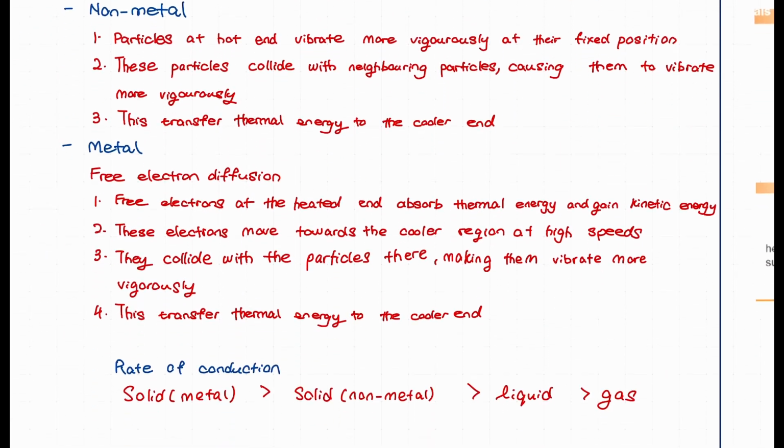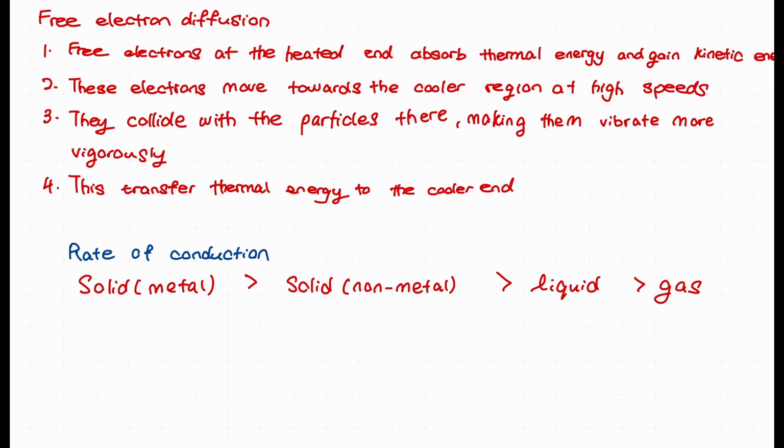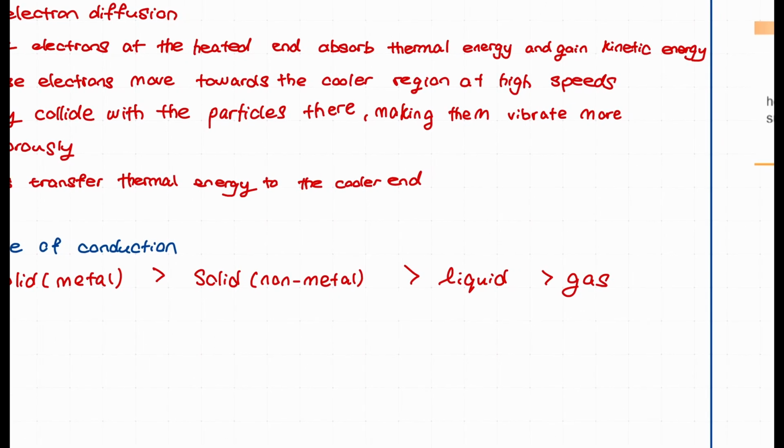Besides knowing how to describe, what else is important in this part of the chapter? You should understand the rate of conduction. So what do I mean by that? For solid metal, conduction occurs faster than solid non-metal, because metal has free electron diffusion. And in solids, the particles are closer together, as compared to liquids, which are further apart. This means that the solid particles can collide with one another at a faster rate because they are very close together. That's why the conduction is faster for solid, then liquid, then gas.